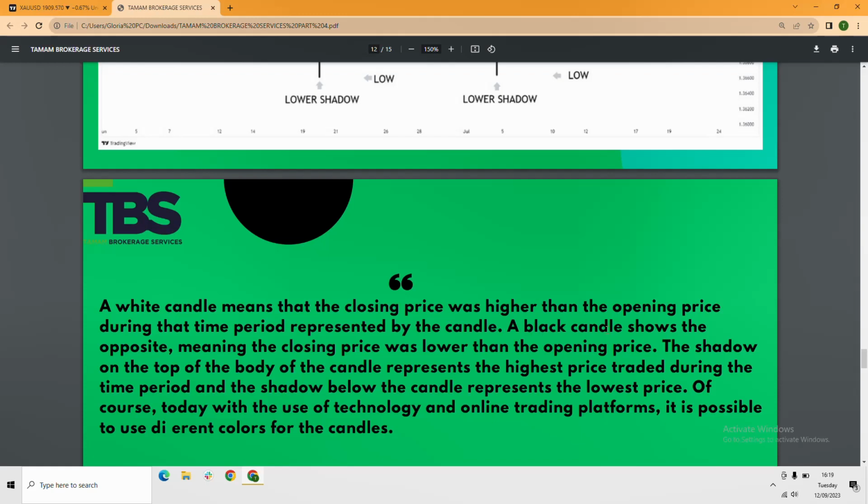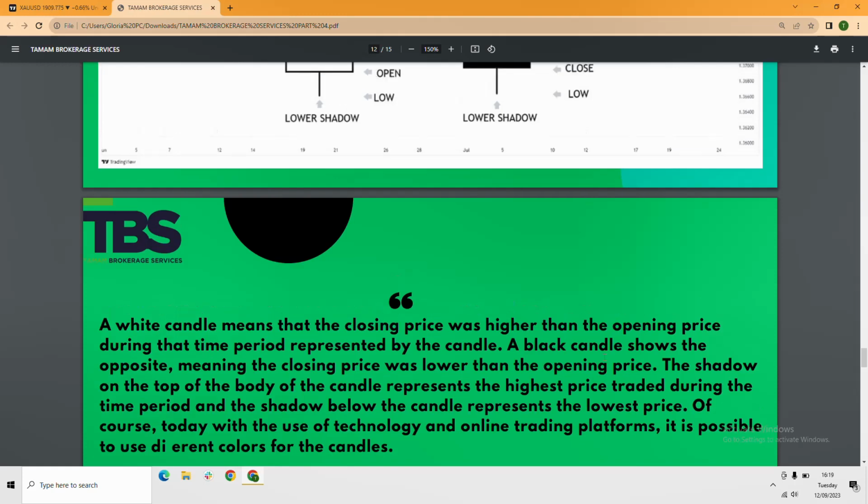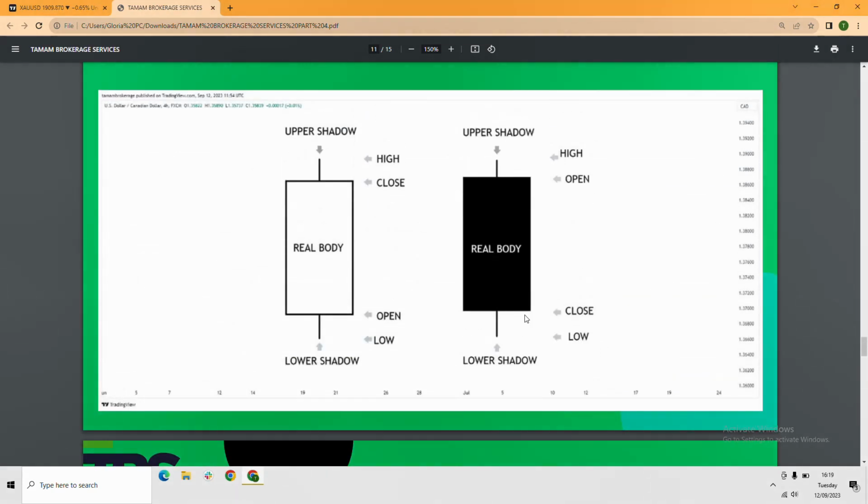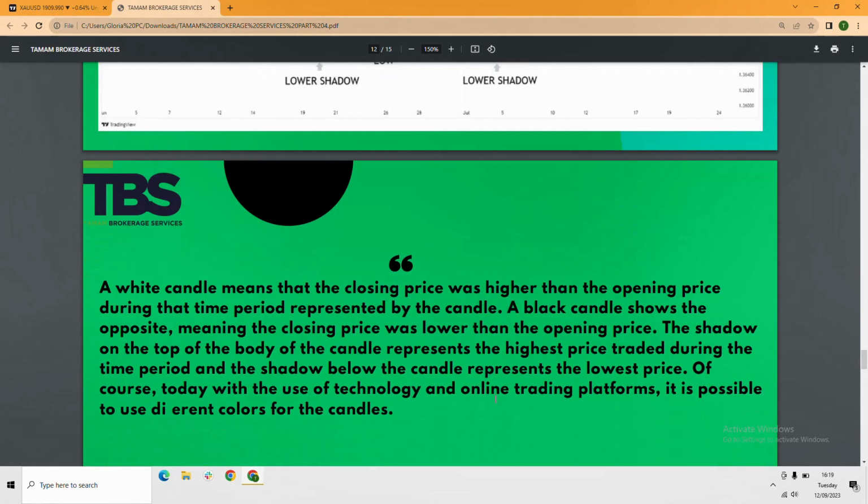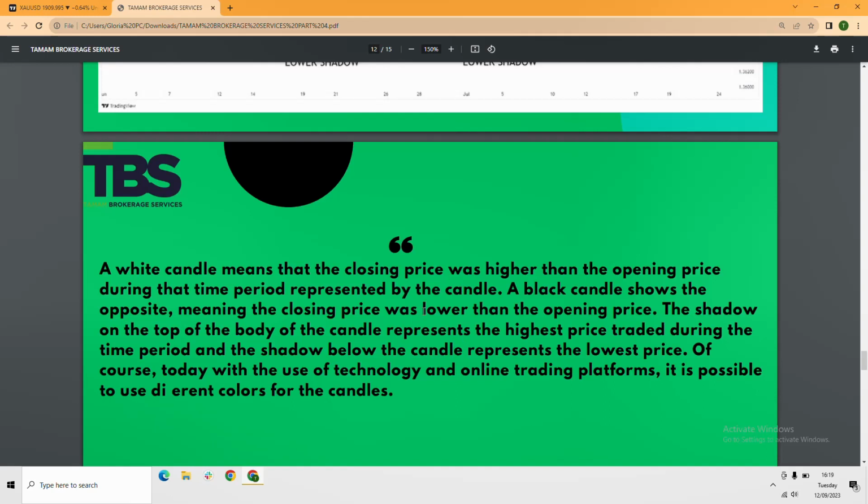Then the black candle is literally the opposite. It shows the opposite, meaning the closing price was lower than the opening price. If you come and see this, its closing price is below, its opening price is above, which is quite opposite to this. With this, the closing price is above the opening price. With this, the opening price is higher than the closing price. So just a little bit of things to help you understand, but they might look confusing, they are literally not. Very easy stuff.